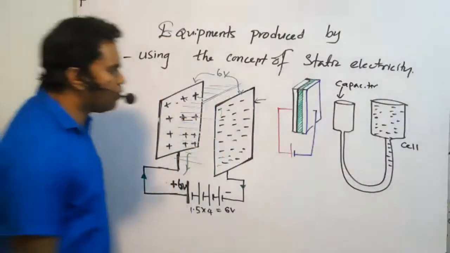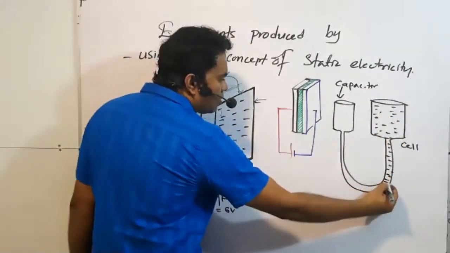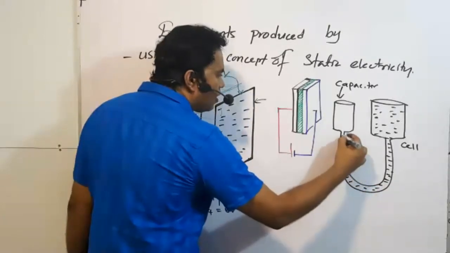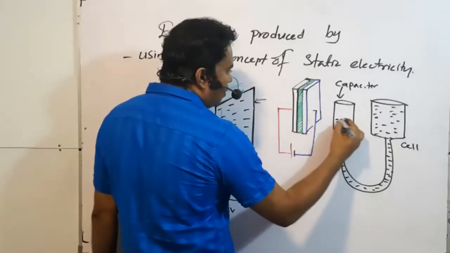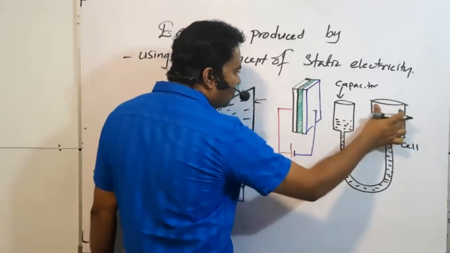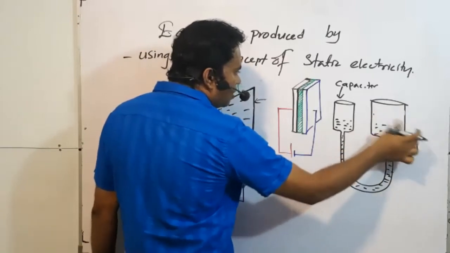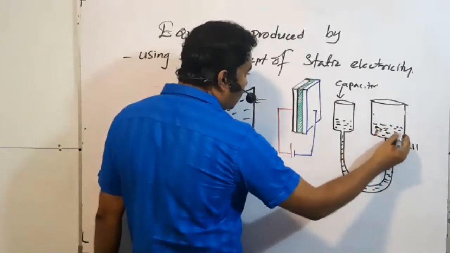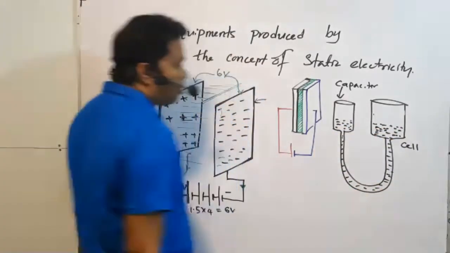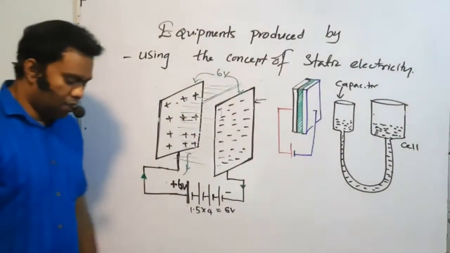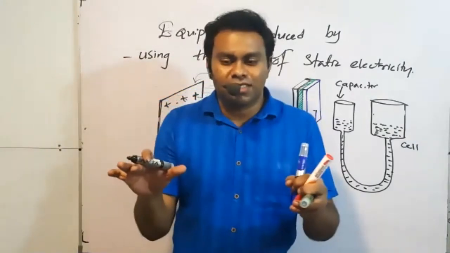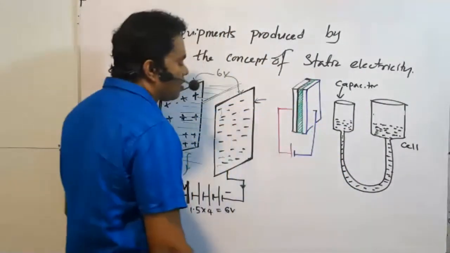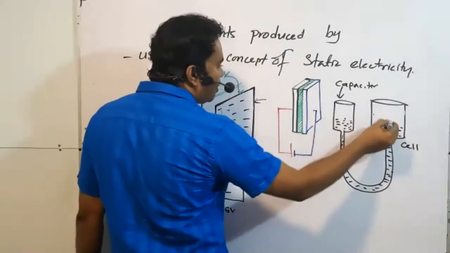Now, what happens to the water? It comes down and goes to fill the second tank. When it fills this much, this water level goes down, and at a certain level, it stops flowing. Water current stops. At a certain level, the flowing of water stops. Why? Because the pressure on both sides is equal.